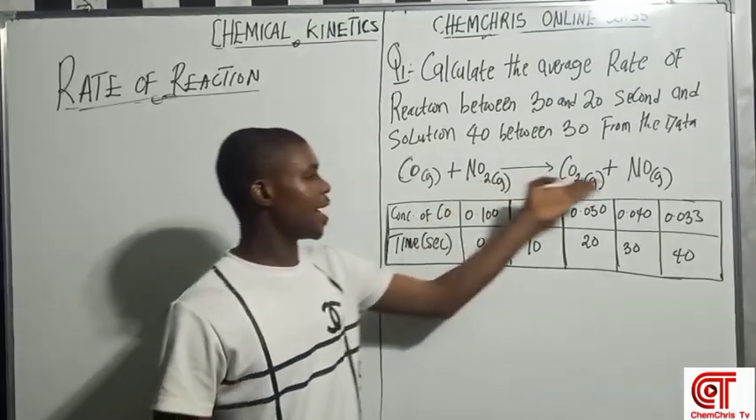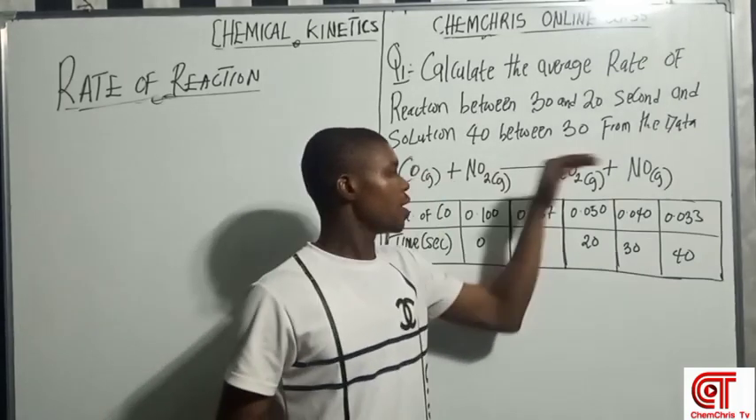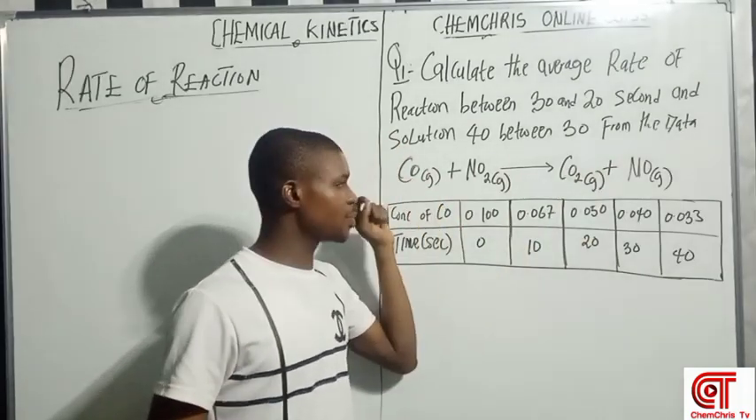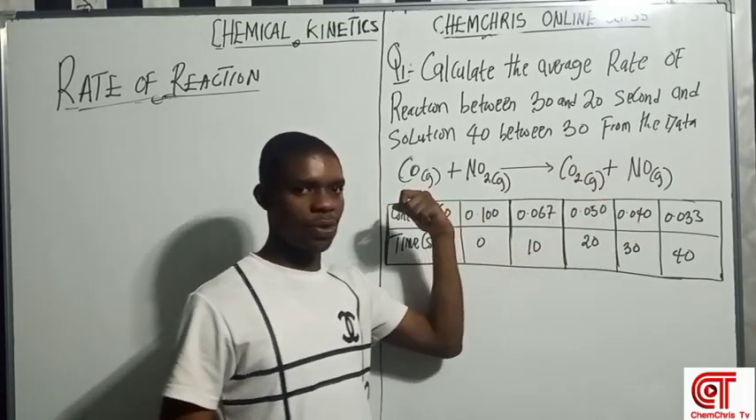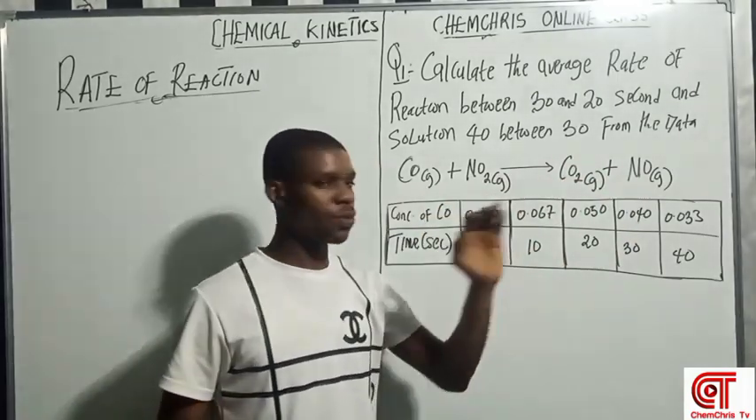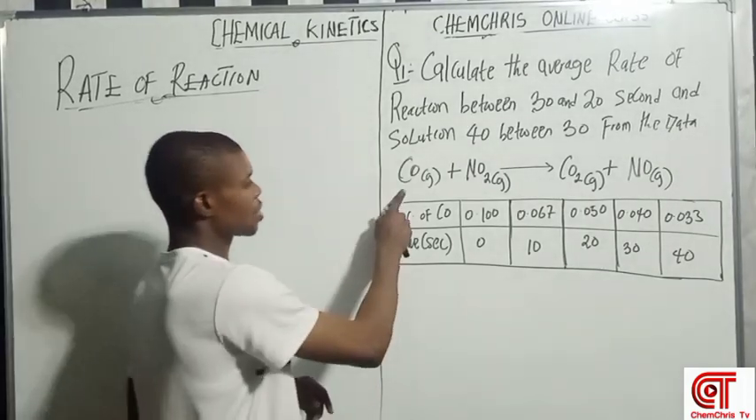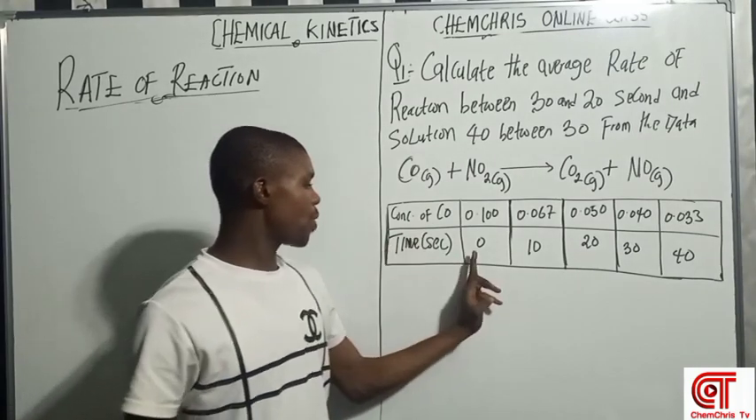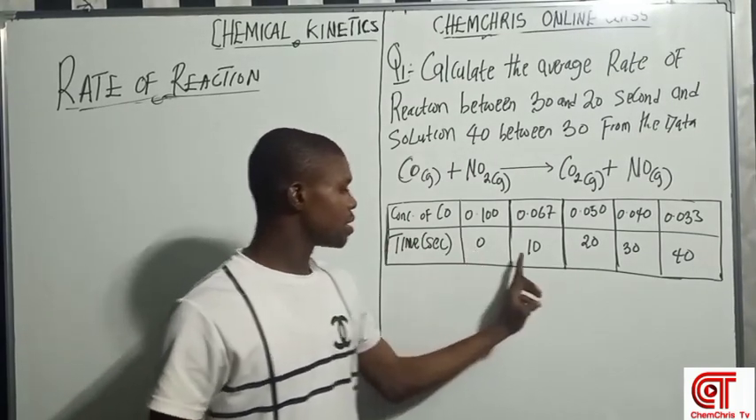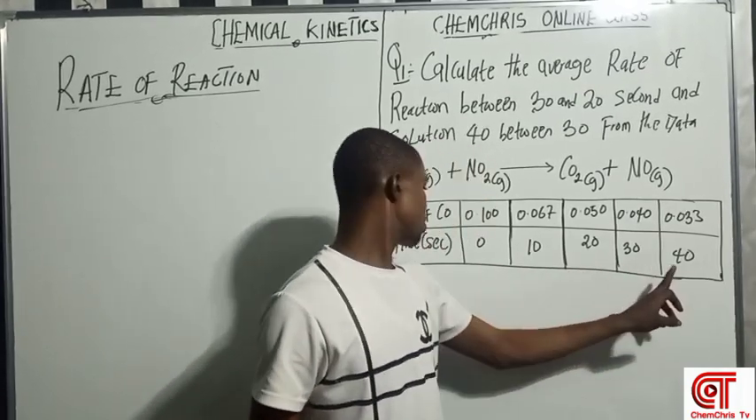So look at the reaction here. You can see that it is an irreversible reaction. These two we have to put on here, but these two cannot be added. So it's called an irreversible reaction. Now we are picking one of the reactants, which is carbon monoxide, CO. You find that we have times 0, 10 seconds, 20 seconds, 30 seconds, and 40 seconds.